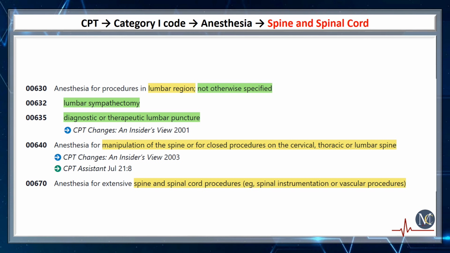Next code is 00670. Anesthesia for extensive spine and spinal cord procedure, for example, spinal instrumentation or vascular procedure. It means the anesthesia services are provided for a patient undergoing an extensive spine and spinal cord procedure, including spinal instrumentation, where the provider implants plates and screws into the spine to stabilize it, and vascular procedures on the blood vessels.